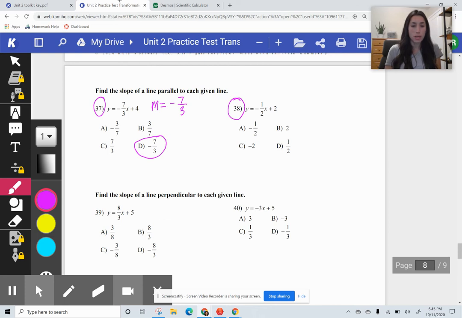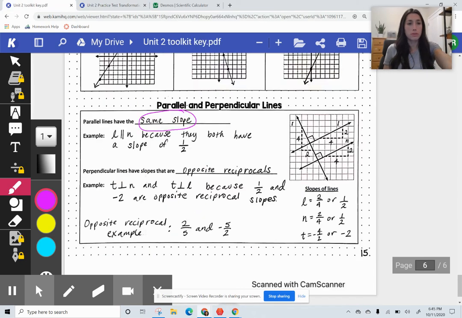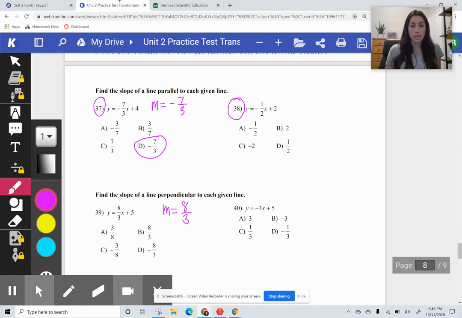Okay, and for question 39, our slope is 8/3. So if we look at what we wrote about perpendicular lines, they're opposite reciprocals. So opposite means changing from positive to negative, and reciprocal is like taking a fraction and flipping it. So you notice here's an example of opposite reciprocals. 2/5 would be flipped to negative 5 over 2, because we want it to be an opposite as well. So if we look at our example here, we're going to take 8 over 3, we're going to flip it, and we're going to change its sign. So negative 3/8. And then I'll give you a moment.